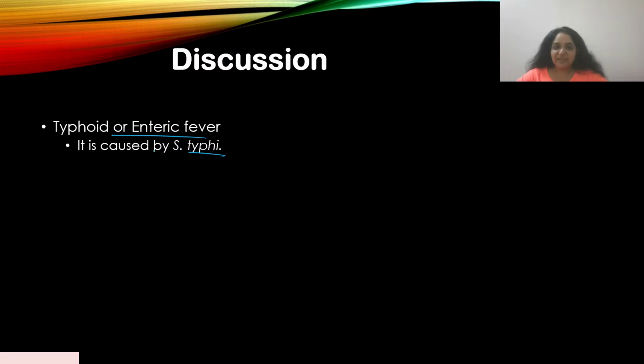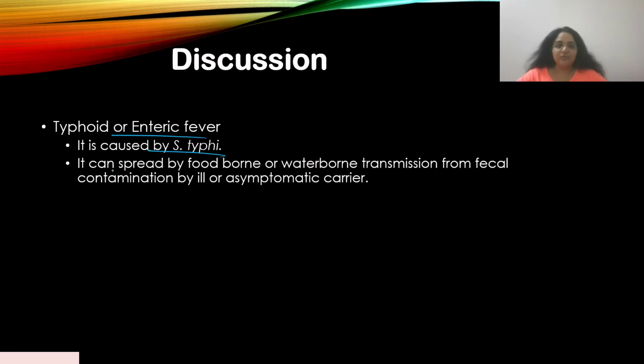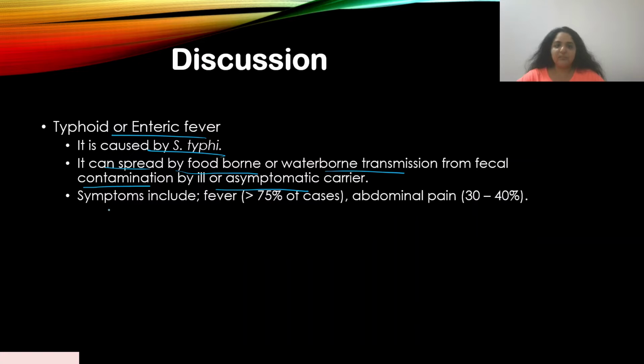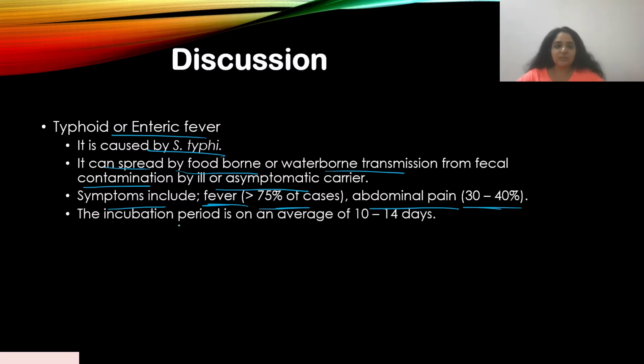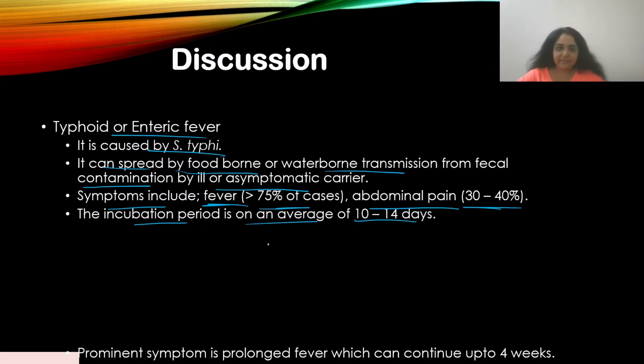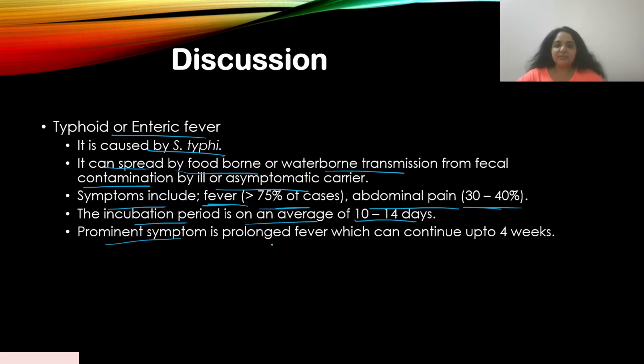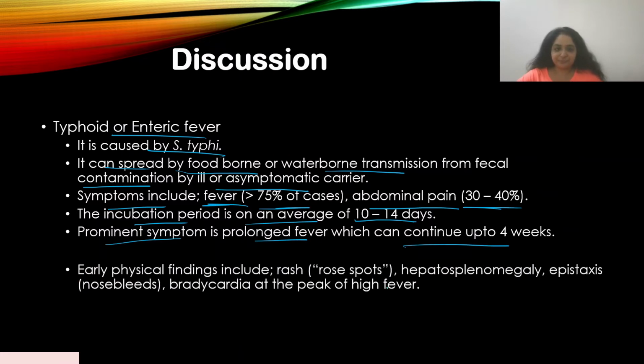So it's caused by Salmonella typhi. It can spread by foodborne or waterborne transmission from fecal contamination by an ill or asymptomatic carrier. Symptoms include fever, which occurs in more than 75% of cases, and abdominal pain, which is 30 to 40%. The incubation period is on average 10 to 14 days. The prominent symptom is prolonged fever, which can continue up to 4 weeks.